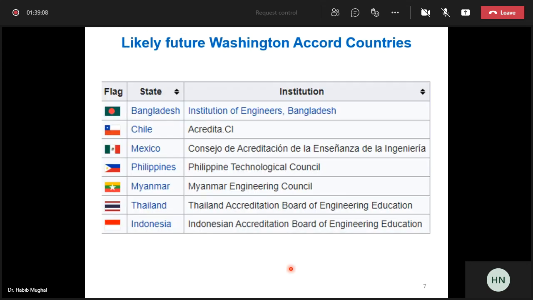So these are the countries which are struggling to get Washington Accord signatory status, like Bangladesh, Chile, Mexico, Philippines, Thailand, Indonesia, etc. So they are in the process through their institutions, and they may get it. The OBE system of education, now they are trying.